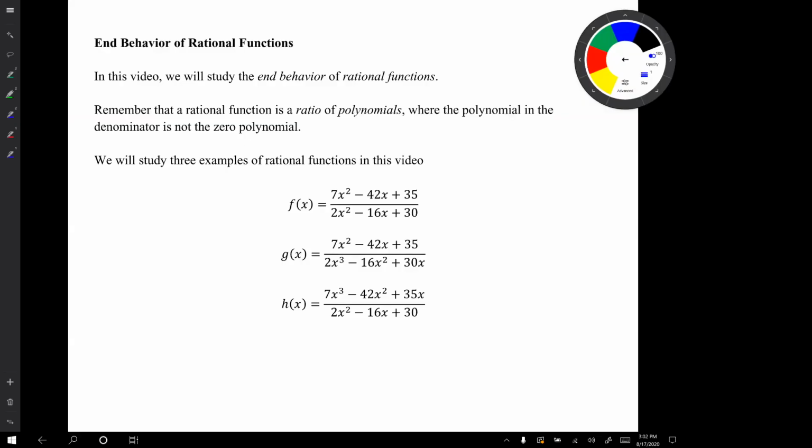Remember that a rational function is a ratio of polynomials, where the polynomial in the denominator is not the zero polynomial. In this video, we'll study three examples of rational functions. These three functions.